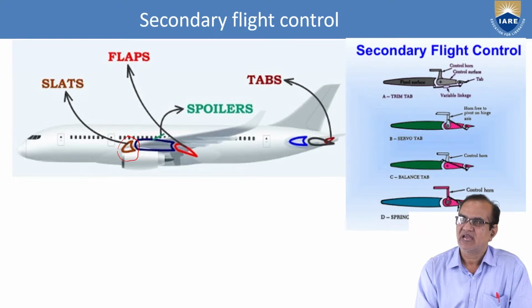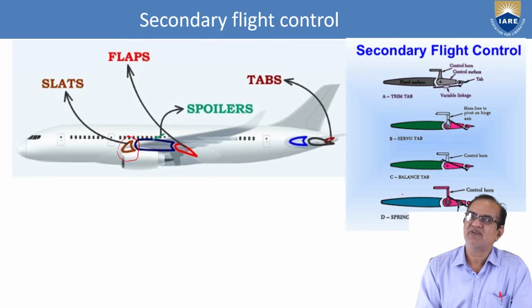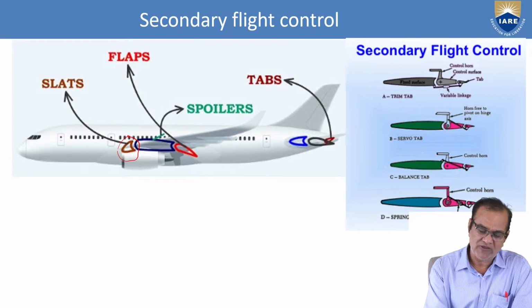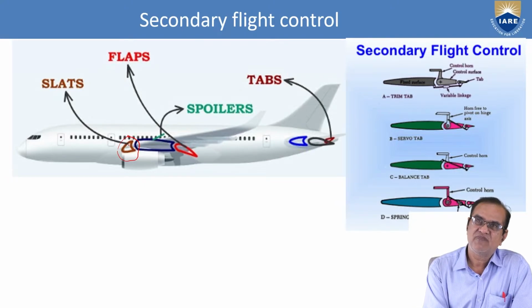The control horn is here. It will come out, so it will balance. Control horn, and this is the spring cartridge. So like this, different types of tabs are shown, and these tabs are also called the secondary flight control systems. Whenever we want high lift, we have to put them down, especially in maneuvering.